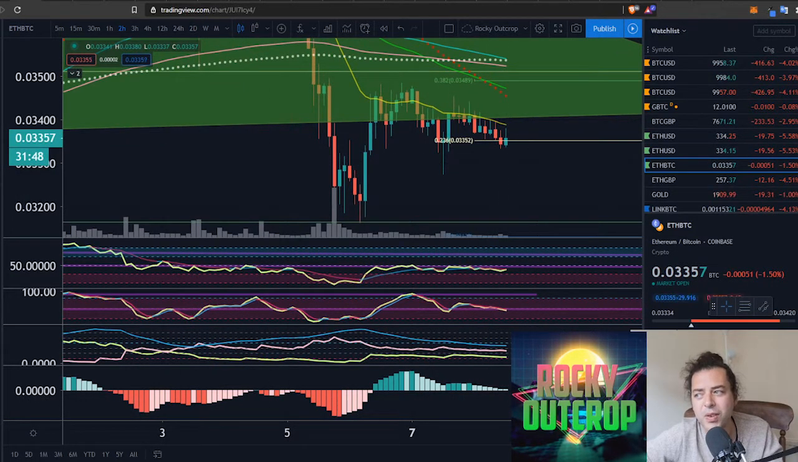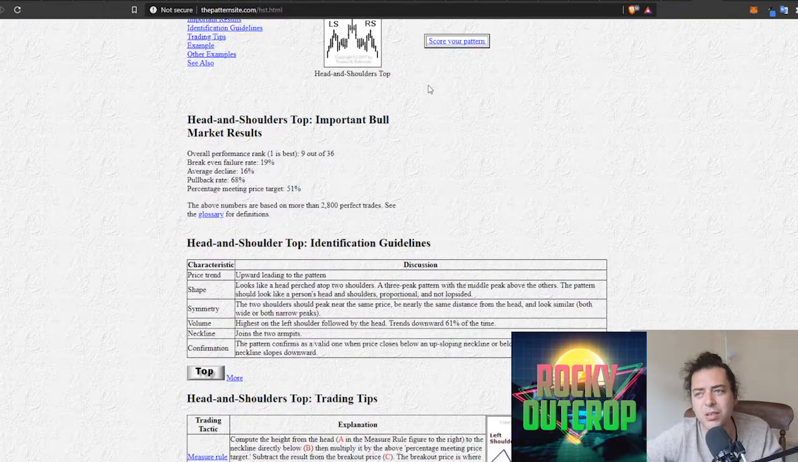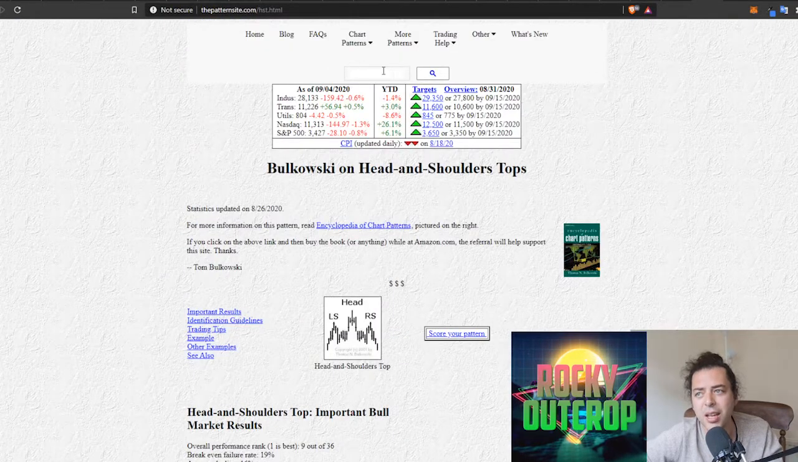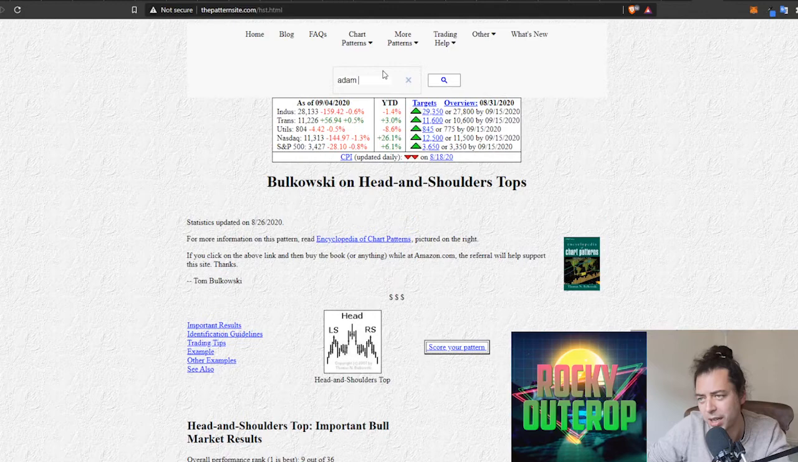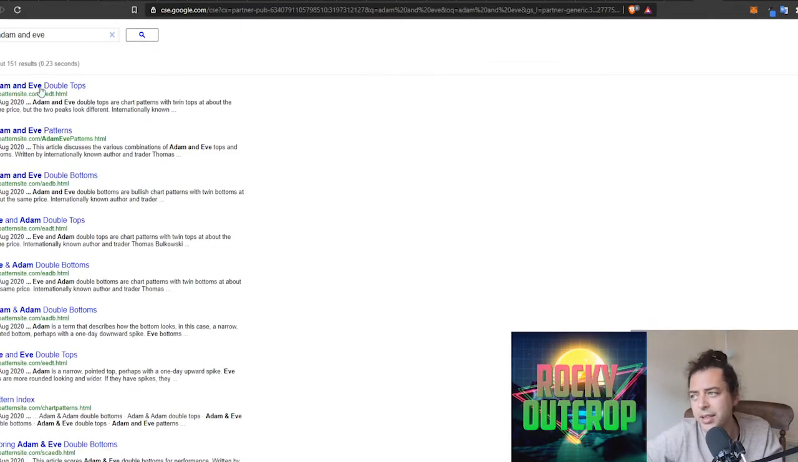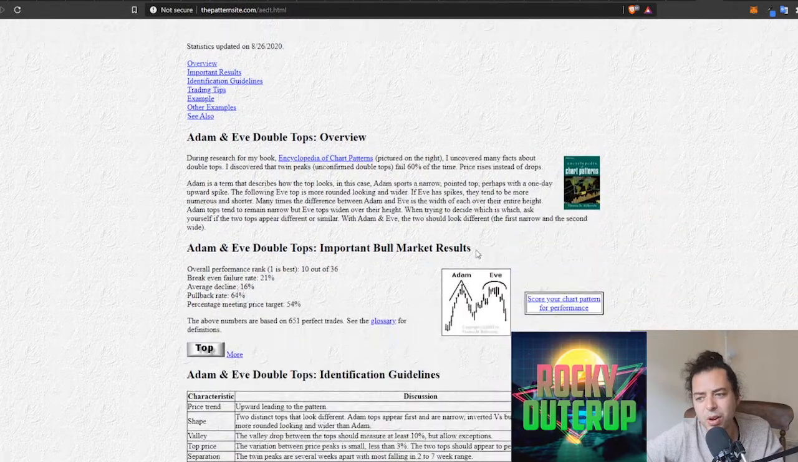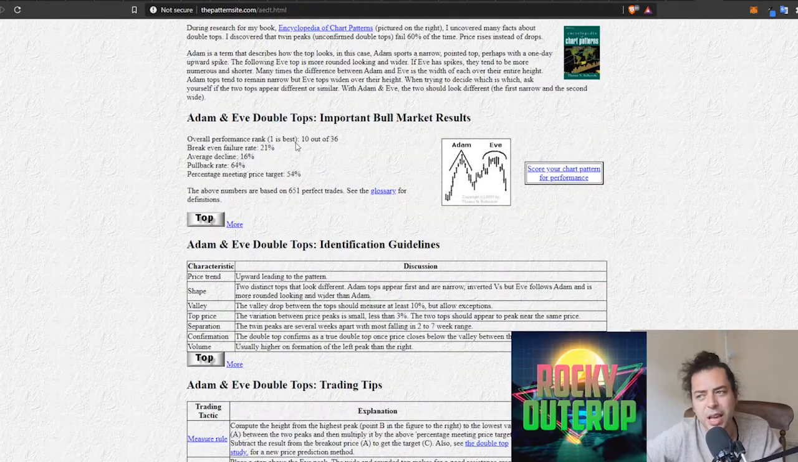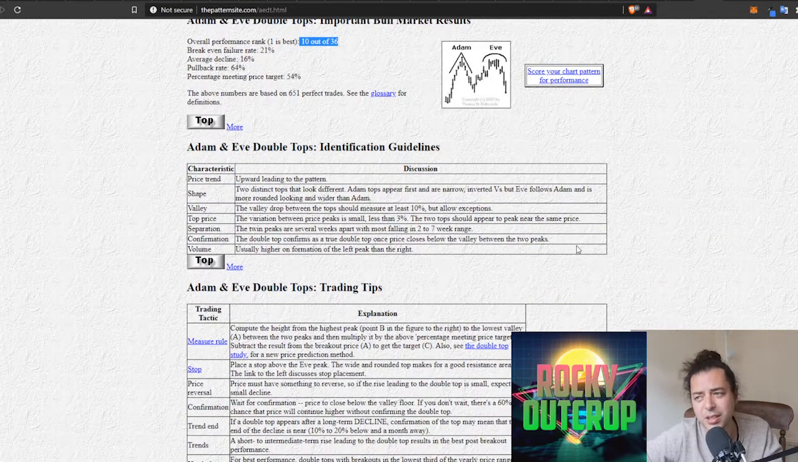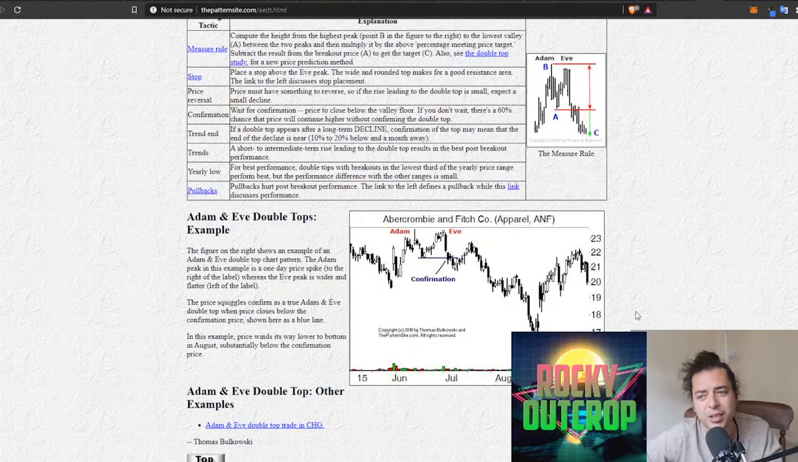Now, Adam and Eve is very similar to the head and shoulders. Let's get Bulkowski, our pal, to explain about Adam and Eve. Matey, cheers. Adam and Eve, not that distinct to the head and shoulders, is of course 10 out of 36, one worse in terms of performance than the head and shoulders. That's because they're pretty much the same pattern, and how it works is pretty much the same sort of way with a neckline and everything else.